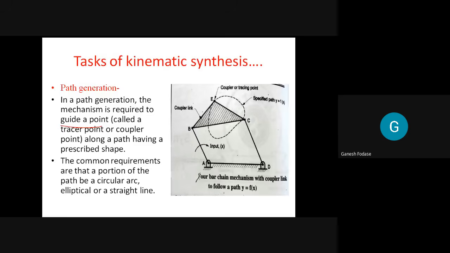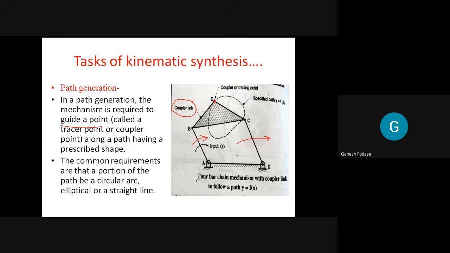Example you can see here. This one is the input link, which rotates like here. This one is the output link, and link number 3 is a coupler, as well as this link is a fixed link. Let's say triangle BEC represents link number 3, called the coupler link. But we are not interested in motion of this coupler link. Here we are interested in motion of a point. This point is considered here, let's say the coupler point, also called a tracing point. So path generation means the mechanism is required to guide a point. We are talking about, in this case, a point E, let's say.